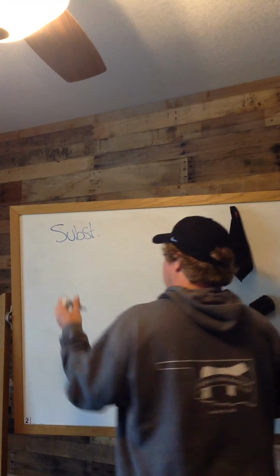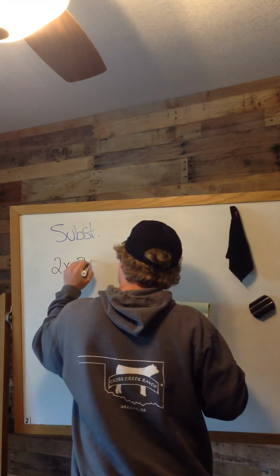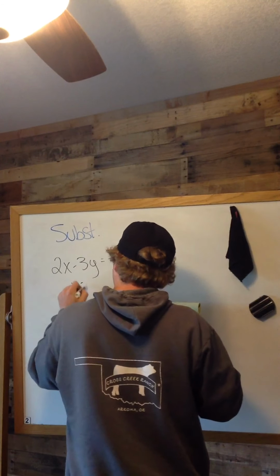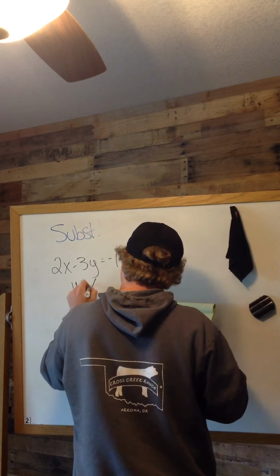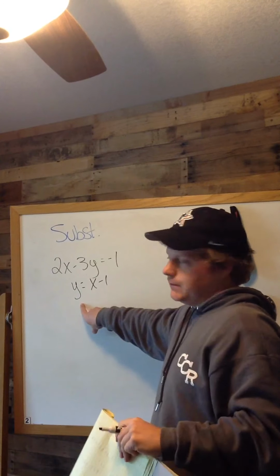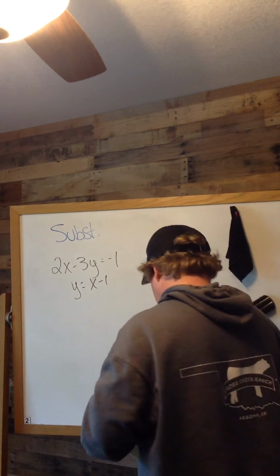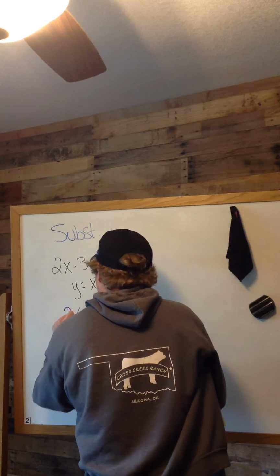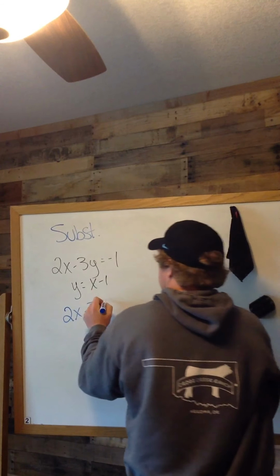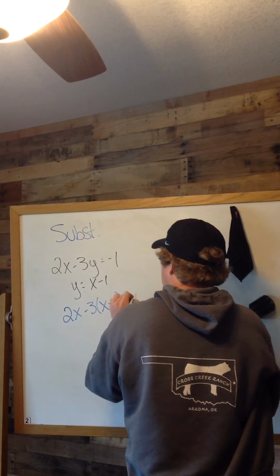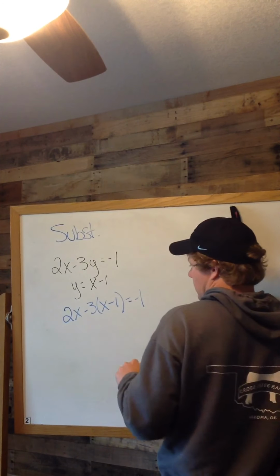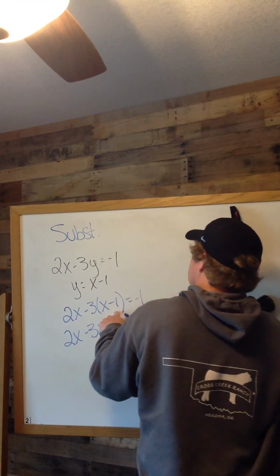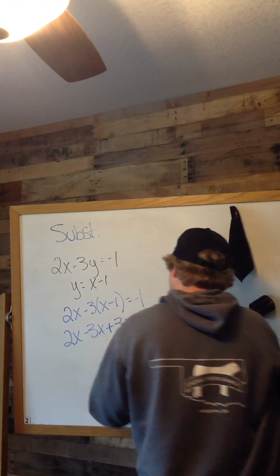On number 2, we have the equation 2x minus 3y equals negative 1. And then they give me the equation y equals x minus 1. So obviously, since this one's already set up for y, that's the one we're going to want to plug into. So plugging this in, I want to plug that in for y. We have 2x minus 3 times x minus 1 equals negative 1. Distributive property, multiply that out. 2x minus 3x plus 3 equals negative 1.